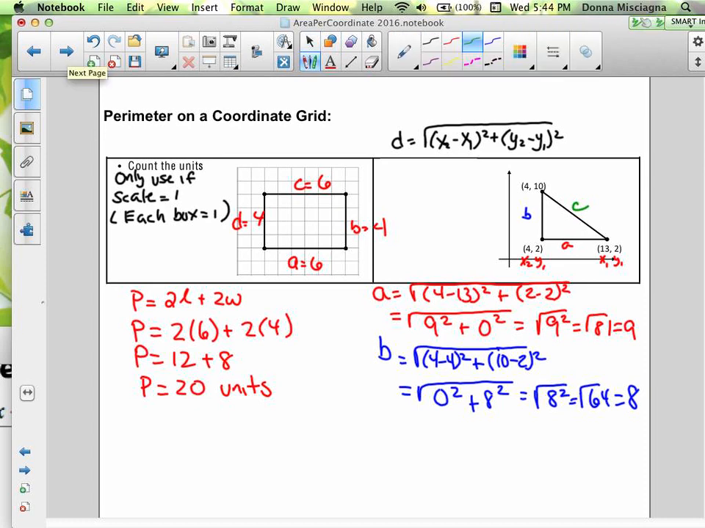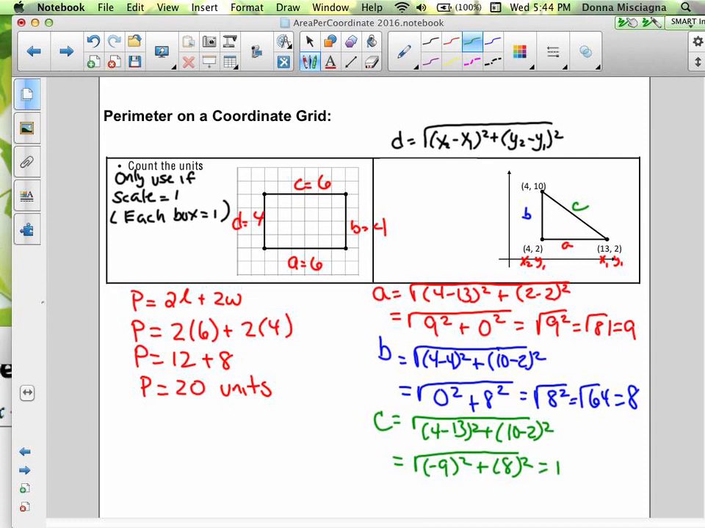All right, C is the one we really have to use the distance formula for, because it's not horizontal or vertical. And we're going to be using (4, 10) and (13, 2). So we have 4 minus 13 squared plus 10 minus 2 squared, which is 4 minus 13 is negative 9. Now we need those parentheses because we are squaring the negative. 10 minus 2 is 8. All right, so that's going to give us 81 plus 64, which is the square root of 145.